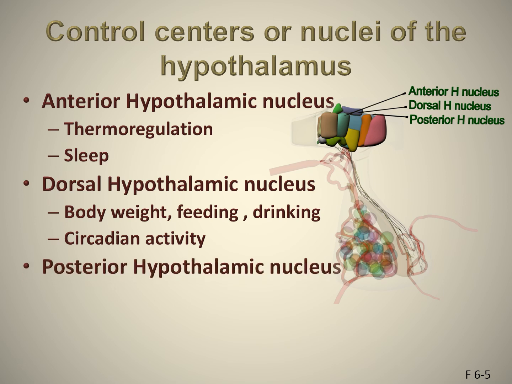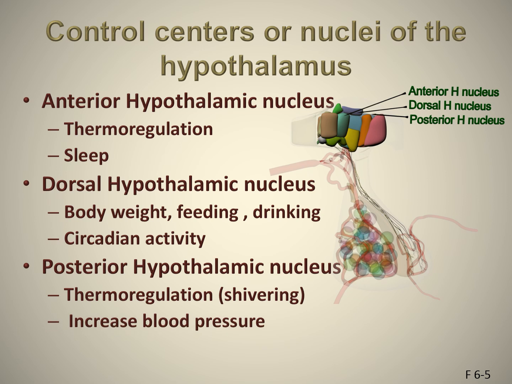The posterior hypothalamic nucleus participates in regulation of temperature by inducing shivering thermogenesis. So when you go out to shovel snow without proper protection, your posterior hypothalamic nuclei will try to make you feel better by inducing shivering. It also induces an elevation of blood pressure if needed.